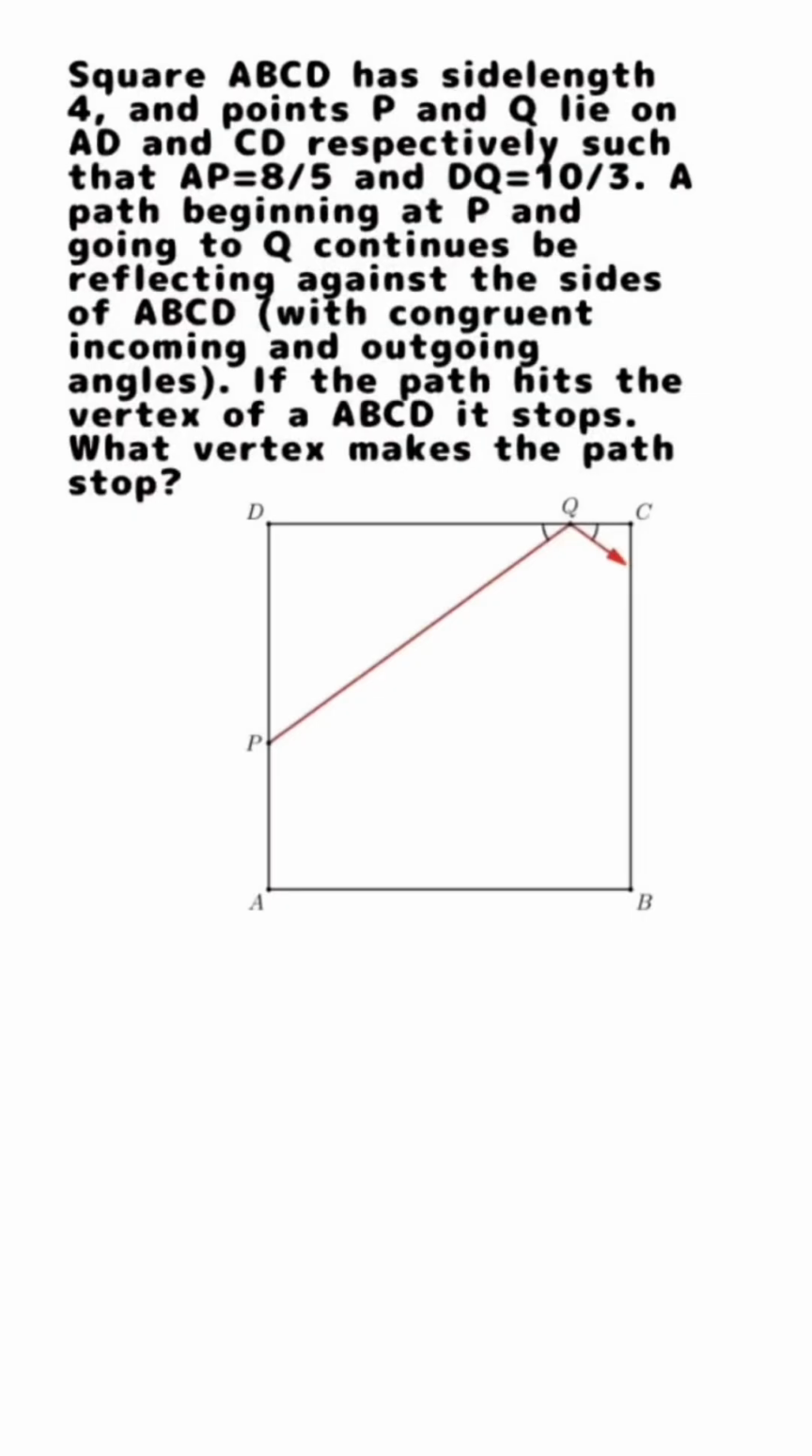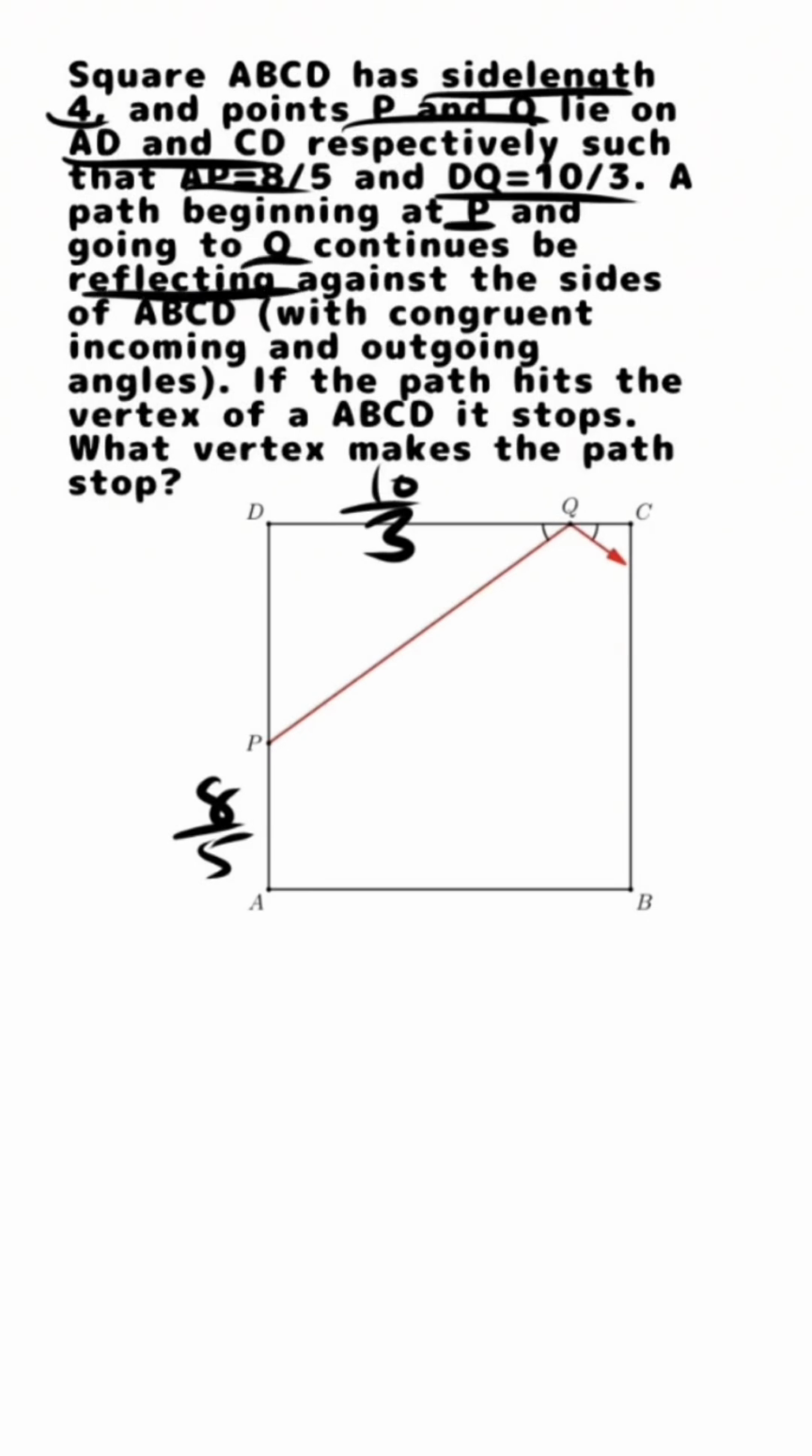Problem 25. Square ABCD has side length 4 and points P and Q lie on AD and CD respectively such that AP is 8 over 5 and DQ is 10 over 3. A path beginning at P going to Q continues reflecting against the sides of ABCD with congruent incoming and outgoing angles. If the path hits a vertex of ABCD, it stops. What vertex makes a path stop?